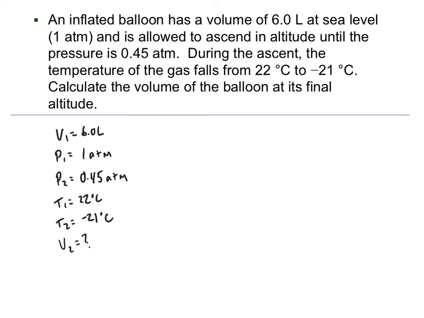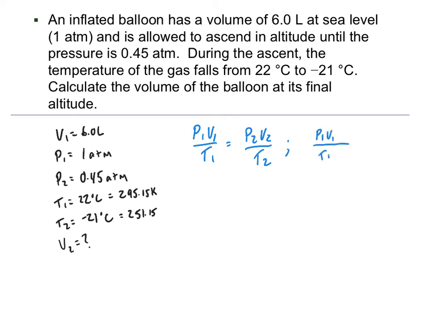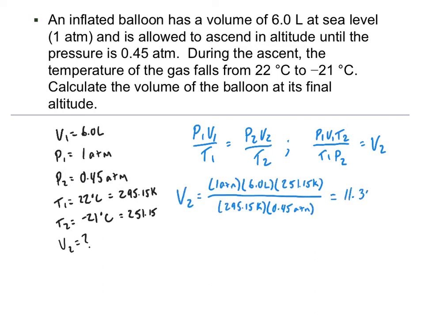And so let's convert our temperatures to Kelvin immediately, and then we can set up our combined gas law relationship. P1V1 all over T1 equals P2V2 all over T2. We want to solve for V2, and so algebraically we need to multiply both sides by T2, and then we need to divide both sides by P2, and that will give us our new volume. Plugging in those numbers gives us a new volume of 11.34 liters. Technically, correcting for significant digits, we only have one significant digit in our initial pressure value, and so our answer would have to be reported as 10 liters.